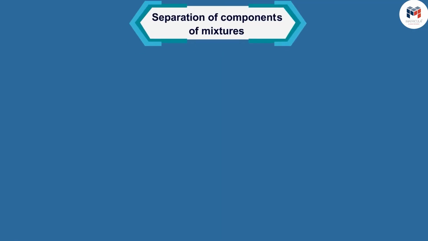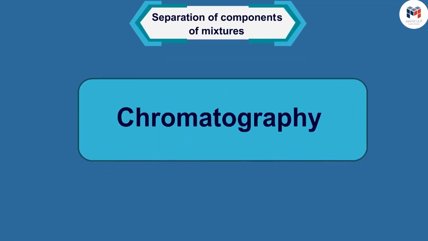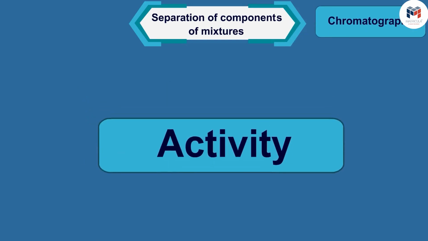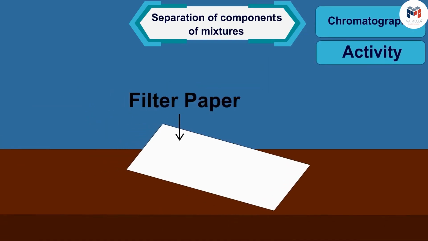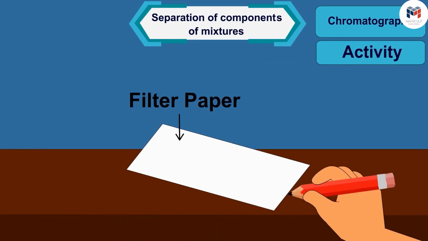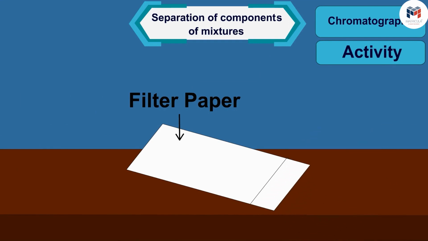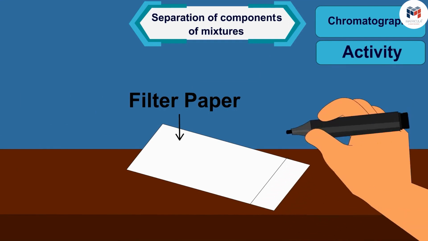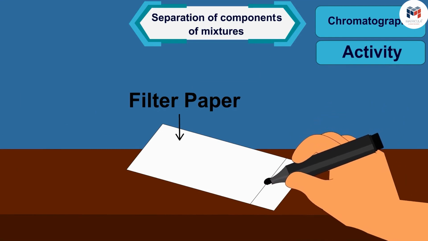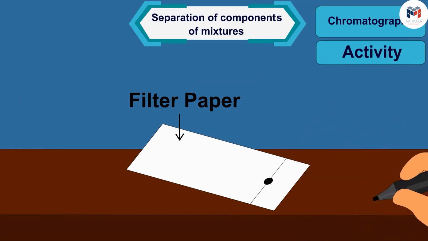The next separation technique is chromatography. Let us understand this by an activity. Take a thin layer of filter paper. Draw a line with a pencil 3 centimeters above its bottom edge. Now, place a drop of water-soluble ink in the center of the line with the help of a sketch pen. Allow this drop to dry.